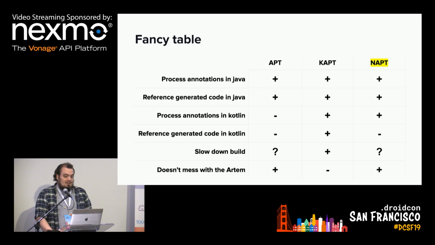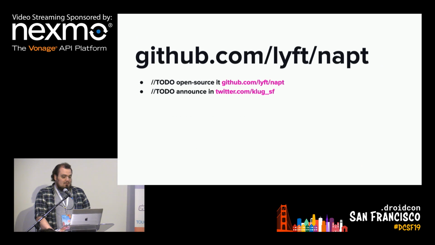So wrapping up, here's the compatibility table between Java APT, Kotlin APT, and NAPT. If you think your project falls into NAPT category, we encourage you to try NAPT and experience faster builds. Definitely share your feedback with us. We plan to open source it. Follow us on Twitter to get notified about release.